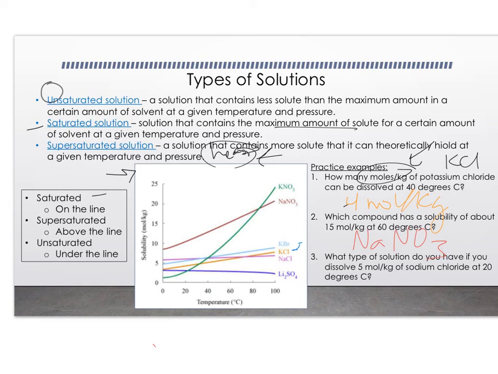And then the last question is asking what type of solution, when I say type of solution, I mean saturated, super, or unsaturated, do you have if you dissolve 5 moles per kilogram of sodium chloride, so this is going to be our NaCl, which is the pink or the pinkish purple looking one, at 20 degrees Celsius. So you go to 20 degrees Celsius, you make a line, the best you can, and then you look to see what type of solution if you dissolve 5. So your 5 is right here, give or take an area, but if you compare it to that purple or pinkish purple line, it's underneath the sodium chloride line. So if you're underneath, you would be an unsaturated solution.